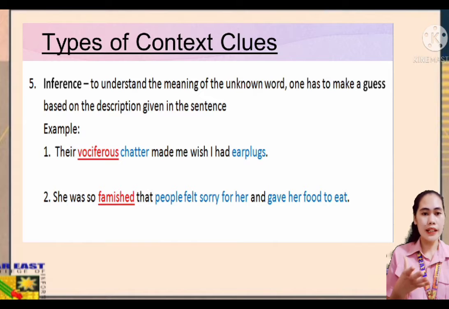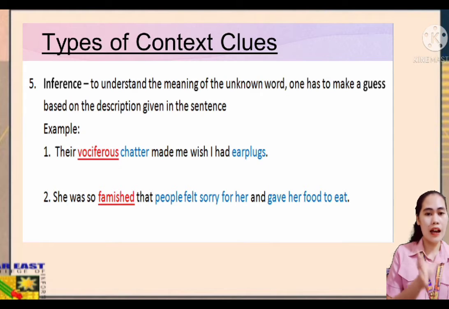Okay? Example natin, their vociferous chatter made me wish I had earplugs. So, yung unfamiliar word natin is the vociferous. Okay? So, we have context clues which is chatter and earplugs. Okay? So, depende na kung paano mag-guess or kung paano huhulaan ni reader kung ano ibig sabihin ng vociferous based dun sa context clues na nakapaloob sa sentence.